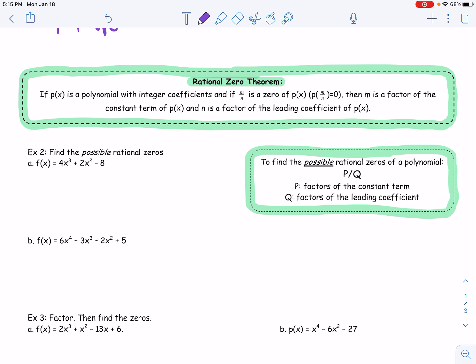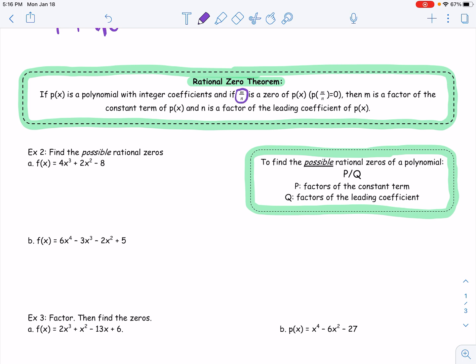Remember, that means if that's a 0, I'm getting a remainder of 0. So when I plug it in and evaluate, I will get that remainder. Remember, that's a property of synthetic division. And then what are this m and n representing? Well, this is where it says, then m is a factor of the constant term, and n is a factor of the leading coefficient. Again, these are terms that you should already know. So this m over n, that's a number.